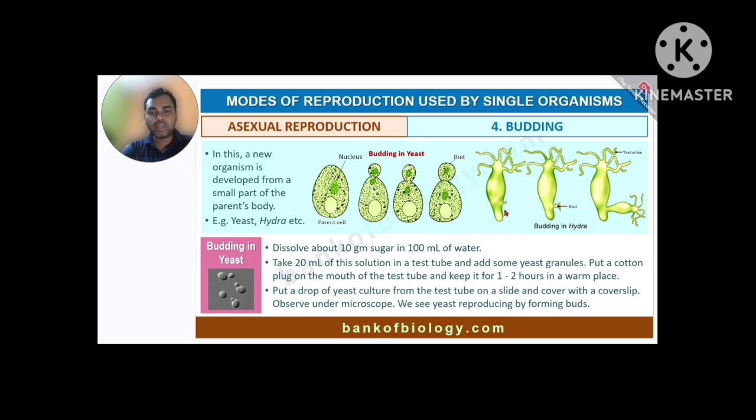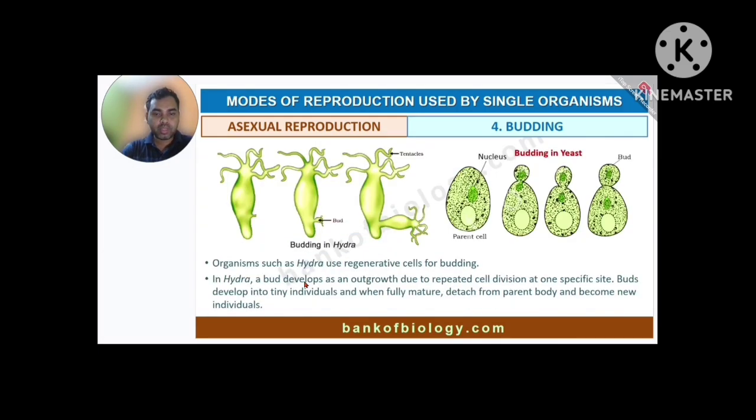The animal hydra also forms a small bud, which later increases in size and just falls off from the mother's body. Here you can see the hydra: a bud develops as an outgrowth due to repeated cell division at one specific site. Buds develop into tiny individuals and, when fully mature, detach from the parent body and become new individuals.